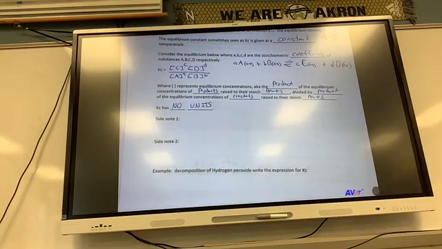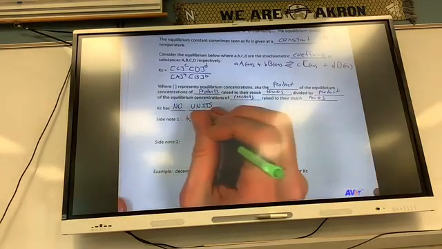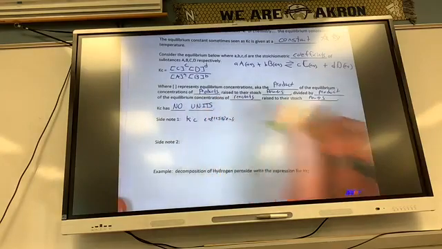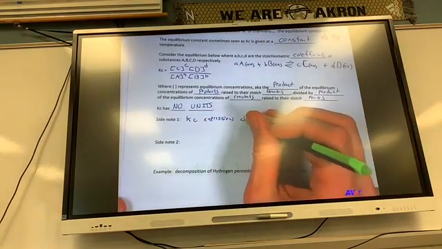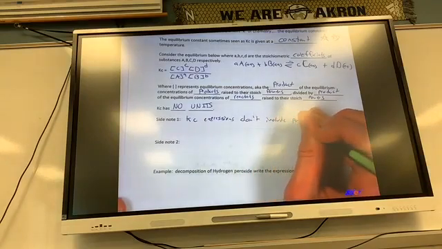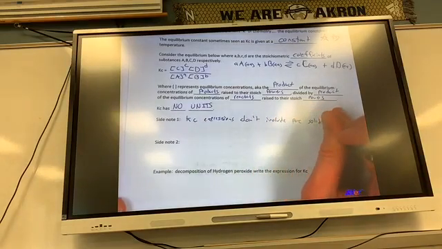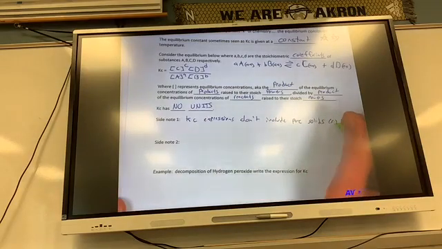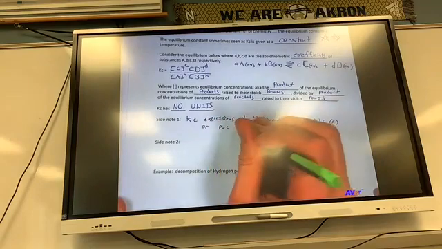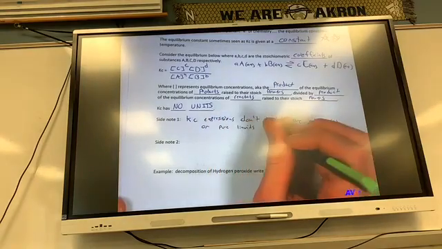So, a couple side notes. Side note number one. Kc expressions don't include pure solids. So you can put lowercase s in parentheses. Or pure liquids, which would be what? Lowercase l.